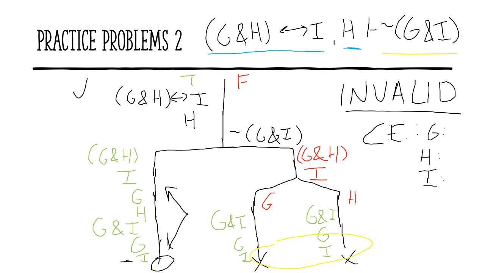I have an I on the left. That's true. I have a G on the left. That's true. I have an H on the left. That is true. So my counterexample to what makes this invalid is where every single one of them are true. And then that's it. You only do a counterexample for an invalid truth tree.